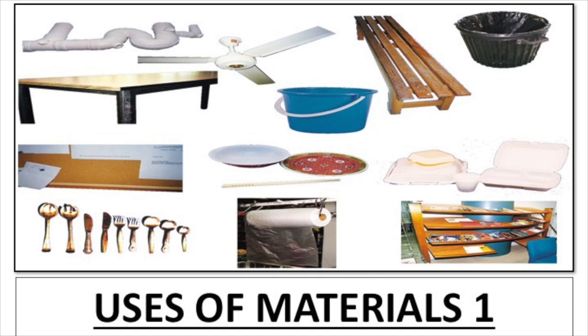For example, here we have table. And the table is made of wood. Yes. Here, cutlery. And what material do you think the cutlery is made of, guys? Metal. Excellent. Yes. Here we have a bucket and a bin. What materials are the bucket and bin made of? Plastic. Yes. So you see how different objects have different uses based on the materials. And here we have plates made of clay. And these are used for eating.